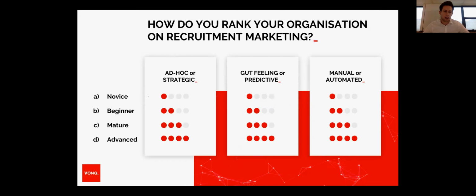This should be four options: novice, beginner, mature, and advanced. That's based on whether you think your strategy is ad hoc or strategic in terms of planning and execution, whether you do things on a gut feeling or in a predictive way when it comes to advertising, and whether you do things in a manual or automated way when it comes to processes. So hopefully you've had a chance to put down a response.